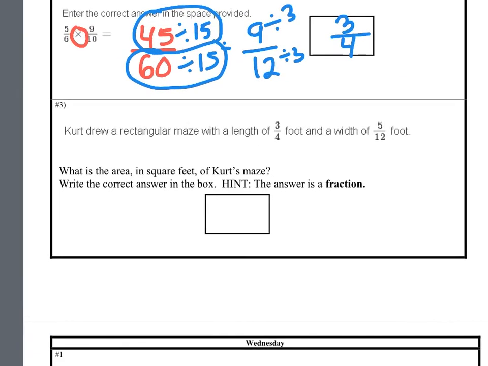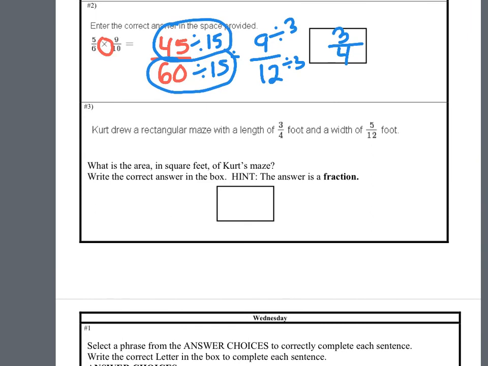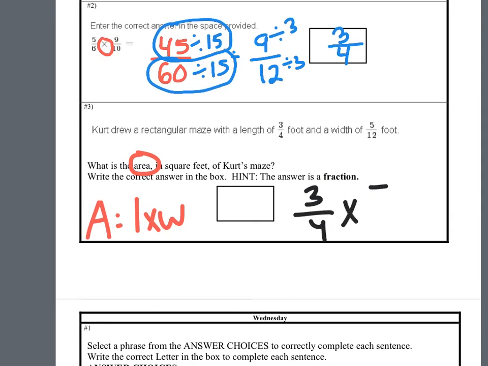For number 3, it says, Kurt drew a rectangular maze with a length of 3/4 foot and a width of 5/12 foot. What is the area? Okay, remember, area equals length times width. It's almost like volume, but volume needs also a height. So all we need to do is take the length, which is 3/4, and multiply it with the width, which is 5/12.